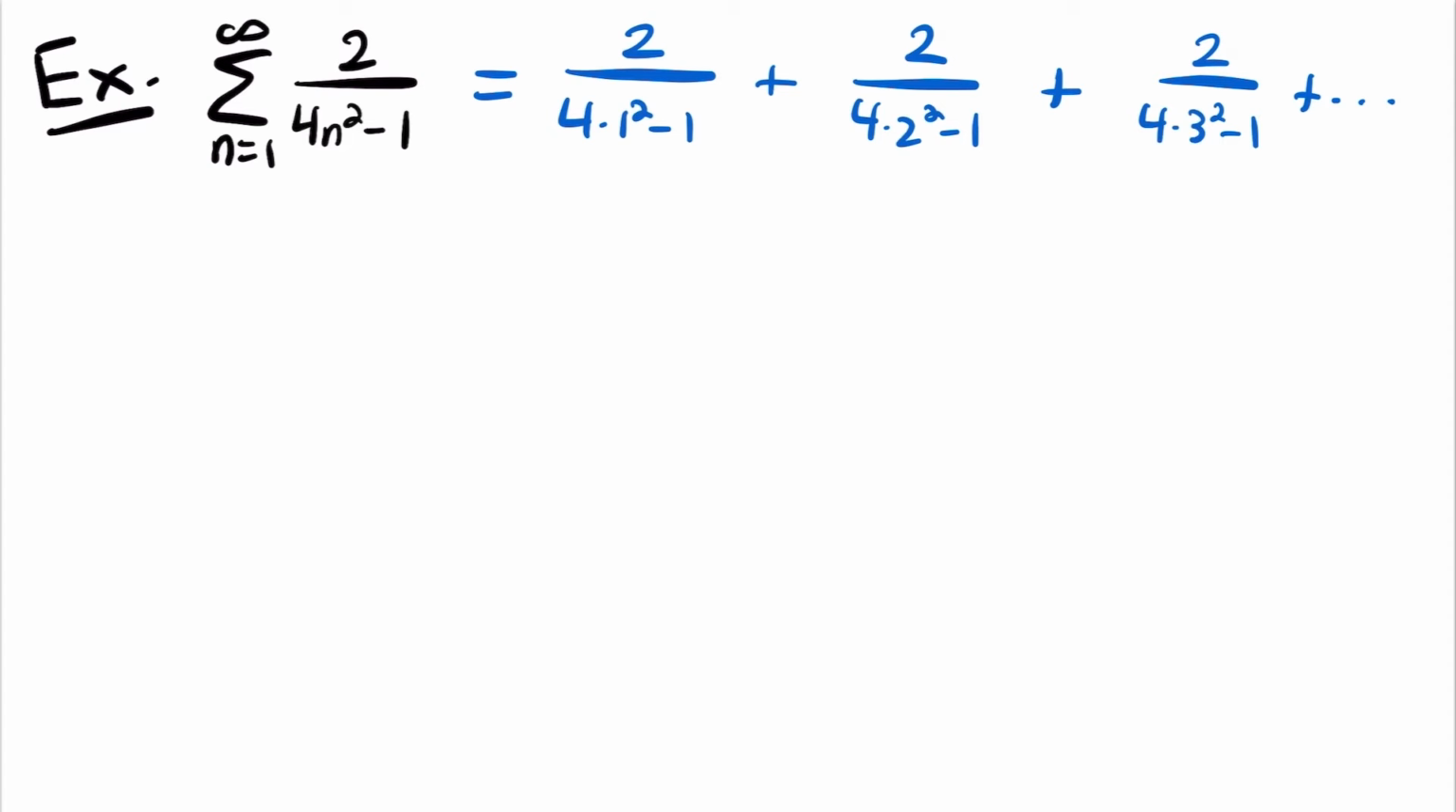Now, if we simplify, this will be equal to 2 divided by 4 times 1 squared. 1 squared is 1 times 4 is 4. 4 minus 1 is 3. So we have 2/3. And then we'll add that to 2 divided by 4 times 2 squared minus 1. And 2 squared is 4. 4 times 4 is 16. Minus 1 is 15. So we have 2/15. And then we'll add that to 2 divided by 4 times 3 squared minus 1. Now 3 squared is 9. Times 4 is 36. Minus 1 is 35. So we have 2/35. And so then that would continue on from there.